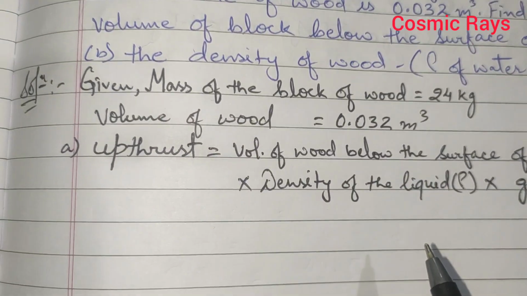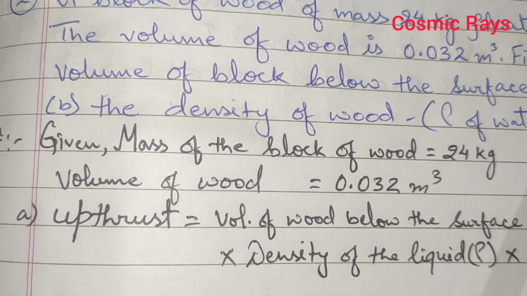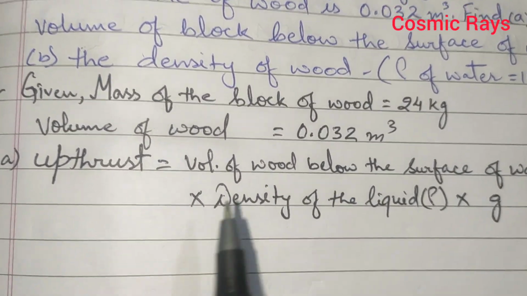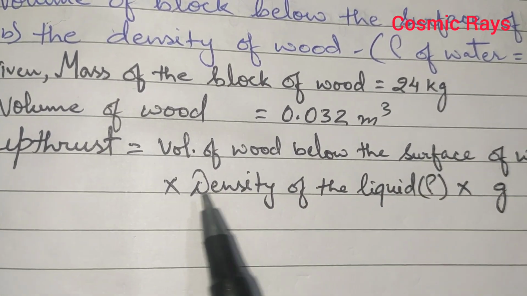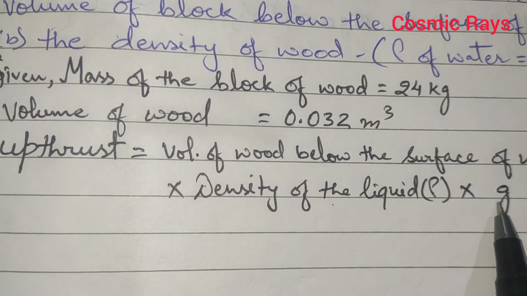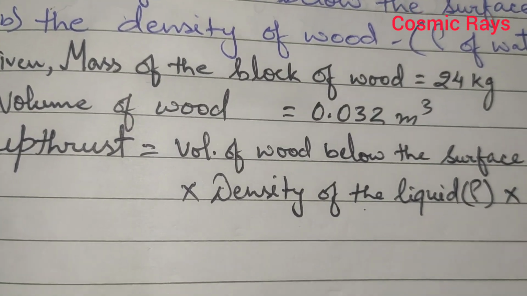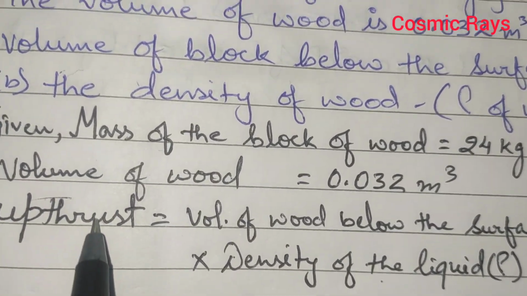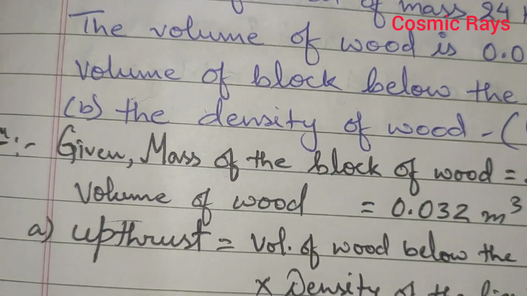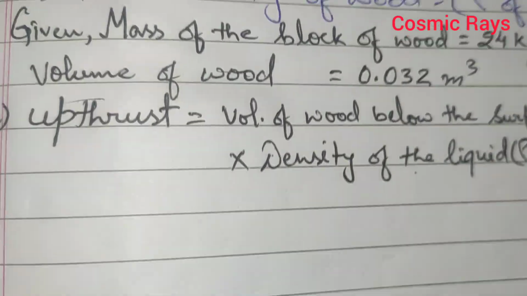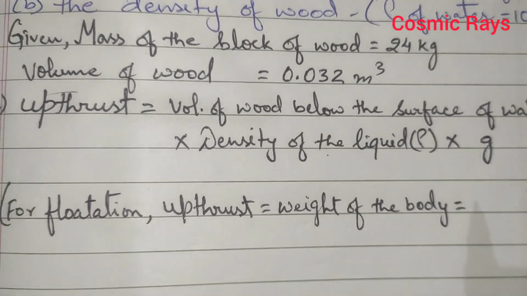So the first part says find the volume of the block below the surface of the water. So we know the formula of upthrust, that is upthrust is equal to volume of the wood below the surface of water multiplied by density of liquid multiplied by acceleration due to gravity. Also, for flotation, the upthrust is equal to the weight of the body. Here I'll write. So for flotation, upthrust is equal to the weight of the body.